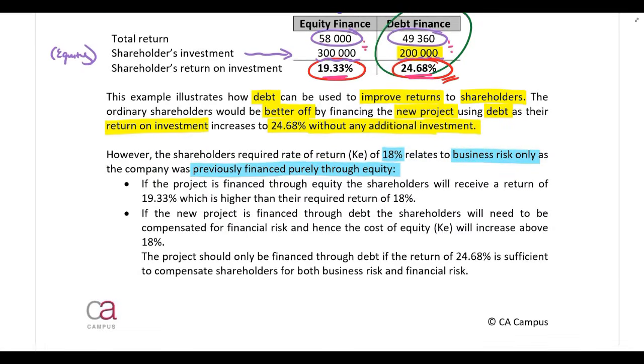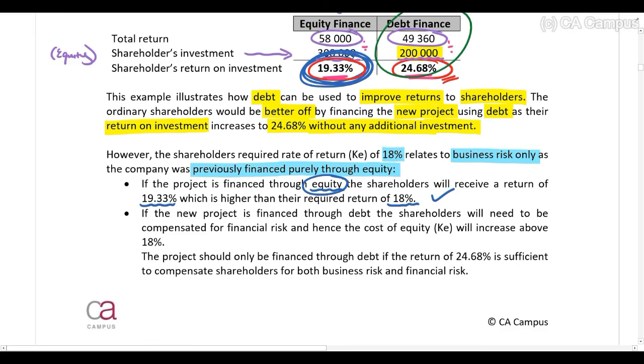If the project is financed through equity, so not debt, then the shareholders' required rate of return will still be 18%. The cost of equity will be 18% because that covers business risk and they are financing the project using equity, so they are still not exposed to any financial risk. So the return that they want is 18%. The return that they will get is 19.33%, because it's higher than their required return, the shareholders would be happy with this. They are making a return more than their required return.